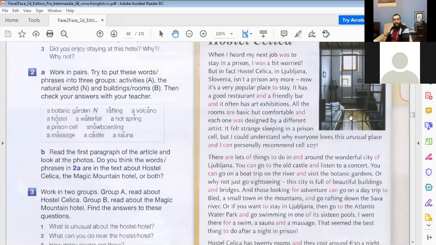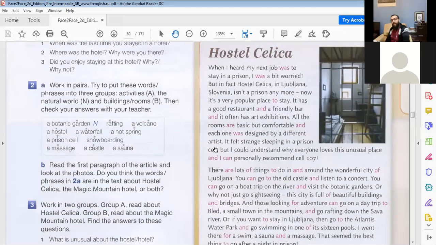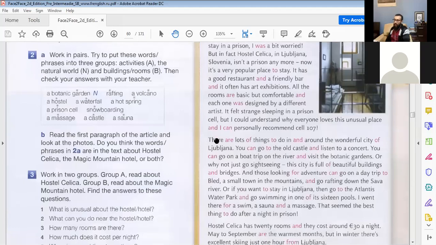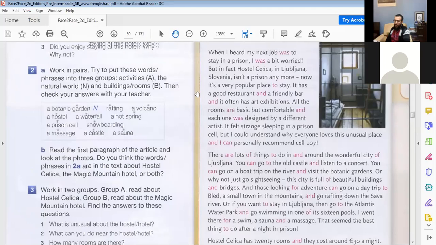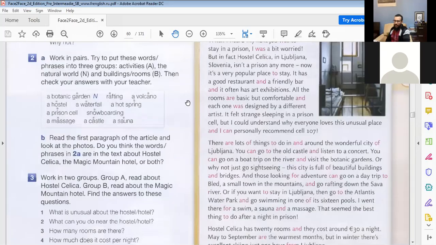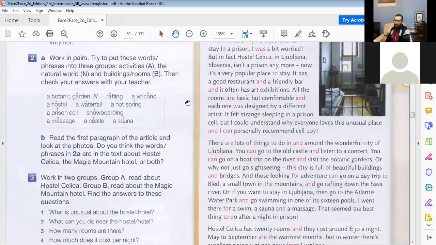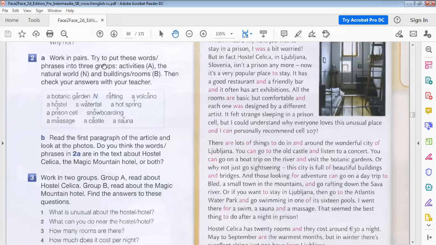I think it's the design, because he said different artists designed the cells. That's true. Actually, both of you are right. But here, if you check the first part, Ala, can you tell us where it says that this place was a prison? Is there anywhere in the article that says this?